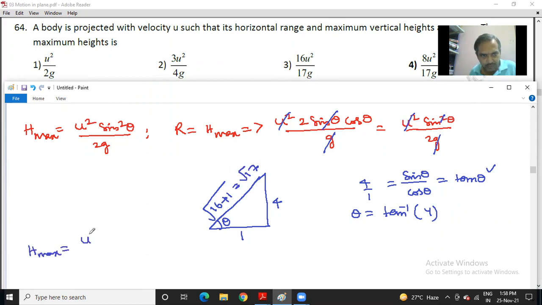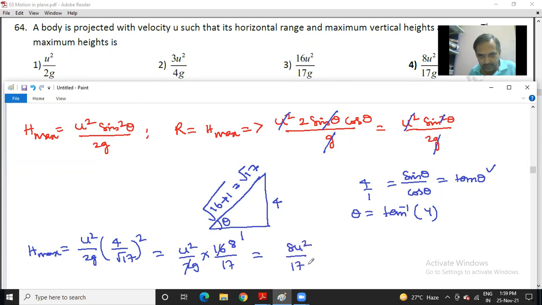So therefore, h max is equal to u square by 2g. From this right angle triangle, sine theta is 4 by root 17, whole square. So you will get u square by 2g into 16 by 17. So 2 times it will be cancelled, it will be 8. So 8u square by 17g. The fourth option is correct.